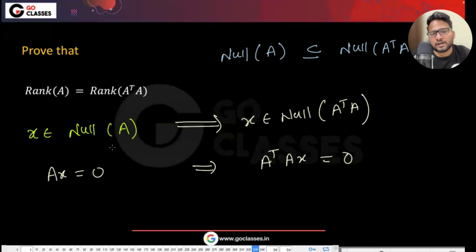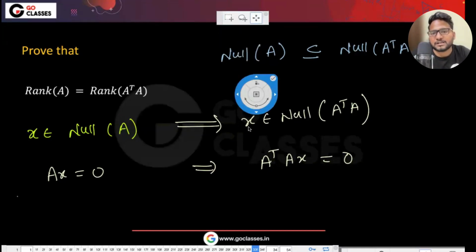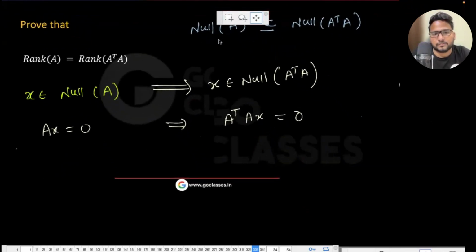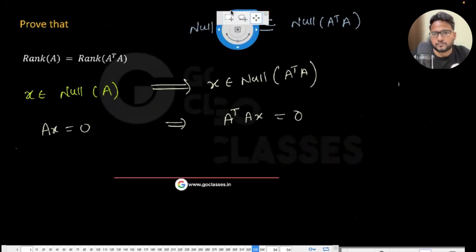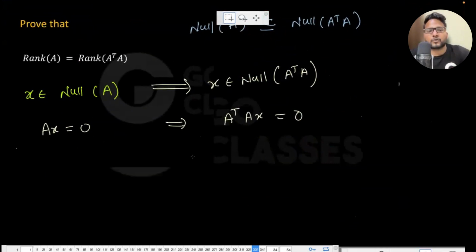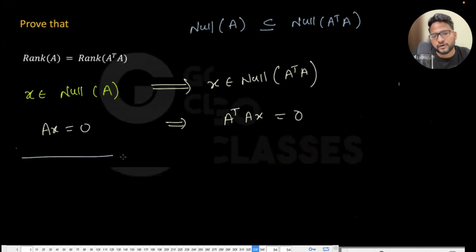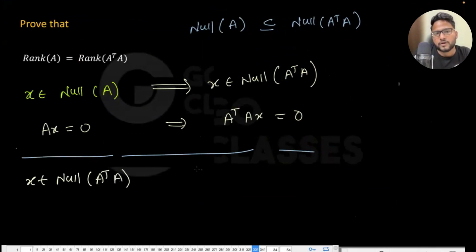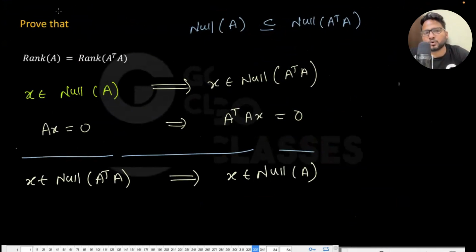Now let's prove the other way. Okay, let's prove the other way, which means that if X is in the null space of A transpose A, then X is in the null space of A. Just give it a try. Just spend 2-3 minutes on this.